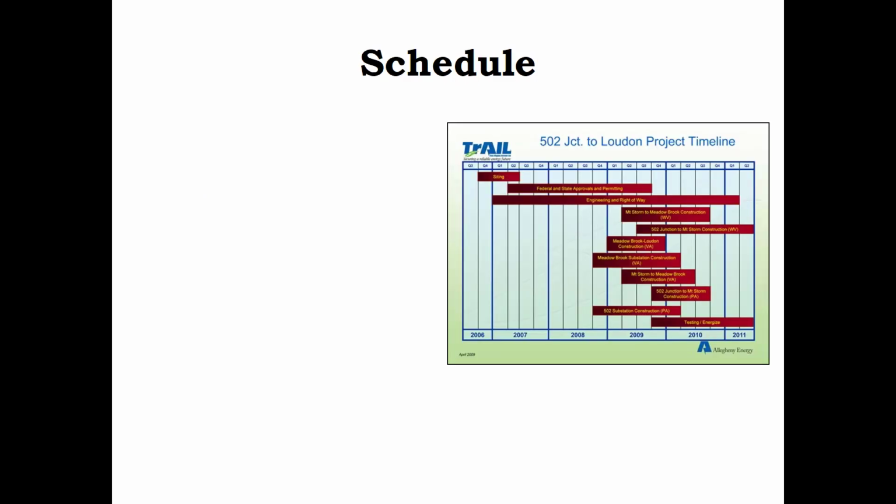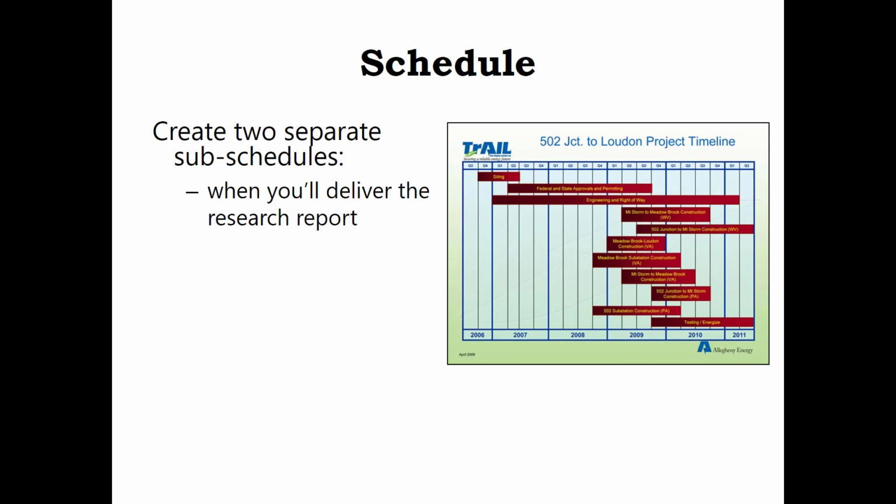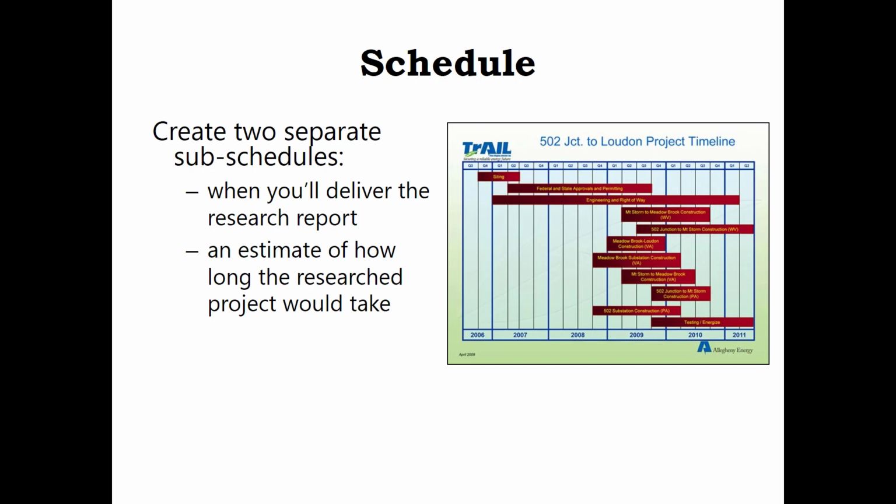The schedule is very similar. You want two separate subschedules. One schedule, when are you going to deliver the research report? That's one of the big things they want to know about. Second, a subsection talking about how long the research project is going to take. Again, make subsections for each schedule.